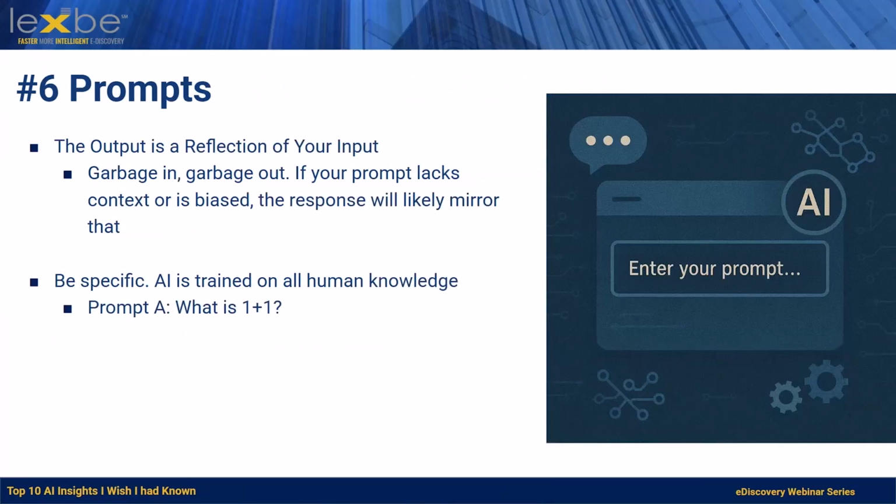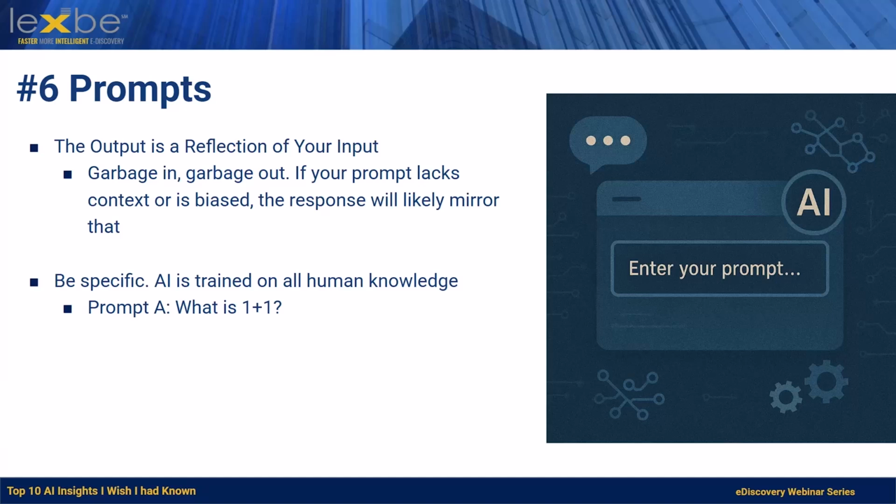All right, number 6 is the prompt, and the output is a reflection of your input: garbage in, garbage out. So think of these Gen AI models as having been trained on all of human knowledge, making them incredibly powerful. And when we ask questions, we often have a lot of assumptions we don't even include in the question. Like if we want to ask, what's the best law firm? It would ask, where, in what area, what language, what practice area, what geography? That's what constitutes best. It's so vague.